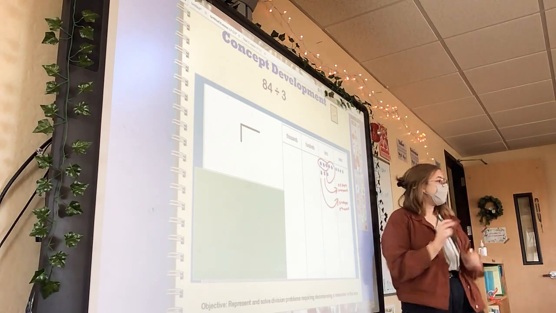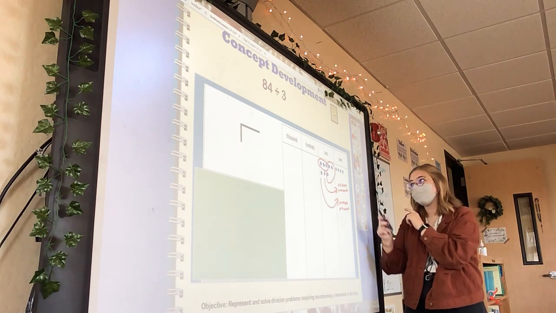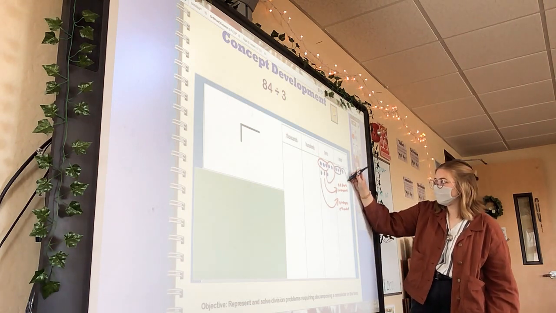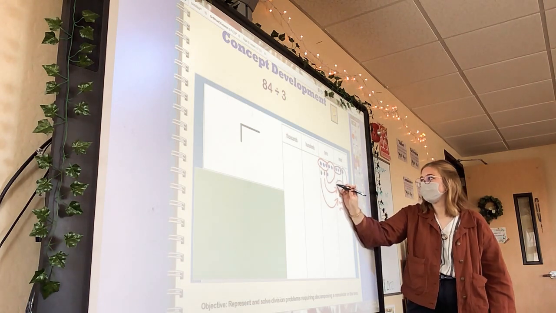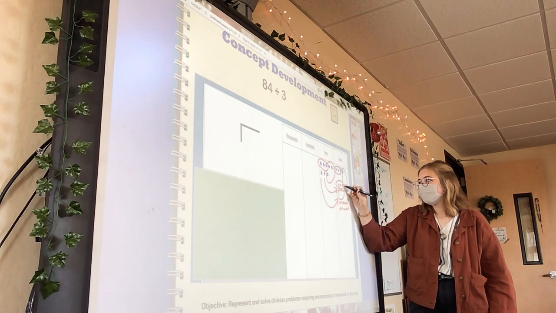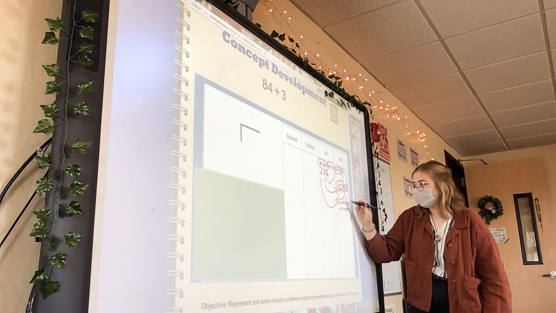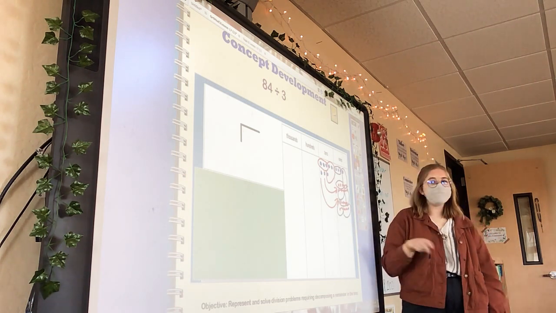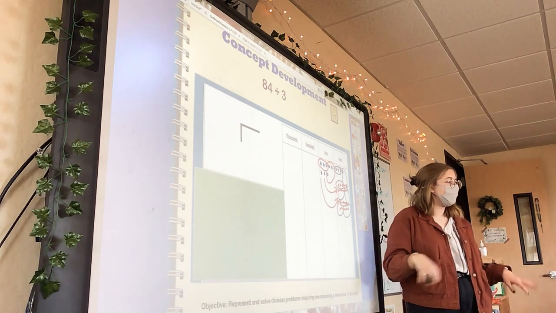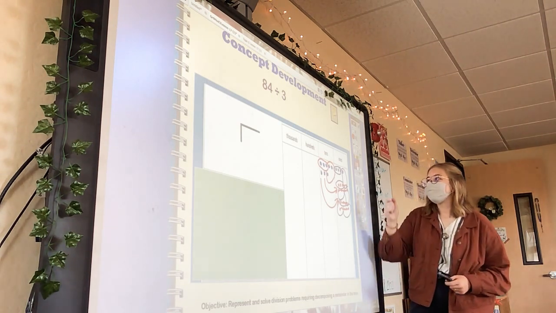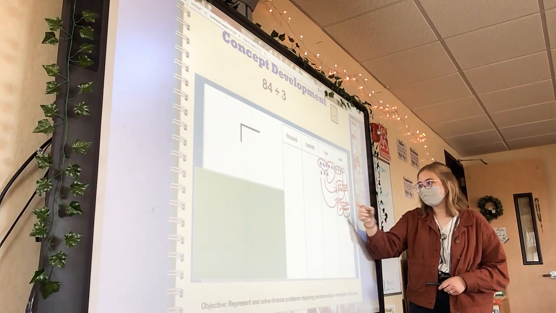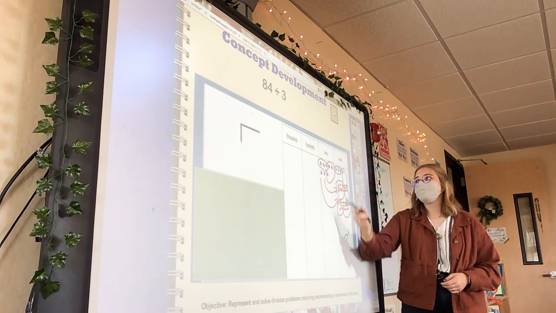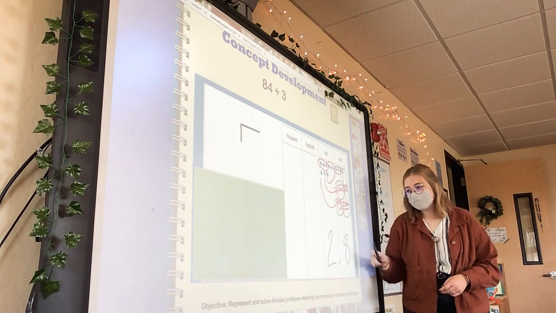So now can I divide? Yes. So I do the same thing. I go through and I circle my groups of 3. 1, 2, 3, circle. 1, 2, 3, circle. And I keep going until I run out. I know it's hard to see, but do I have any that aren't taken care of? No, they're all good. So I was able to circle 8 groups of 3. And then over here I was able to circle 1, 2. So how many of you got 28 for your answer?